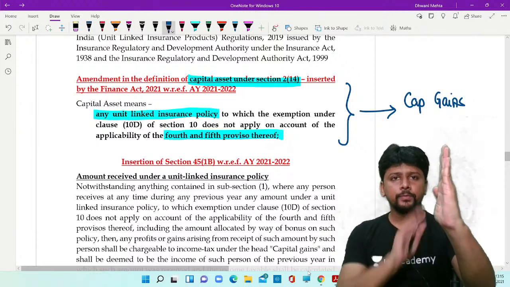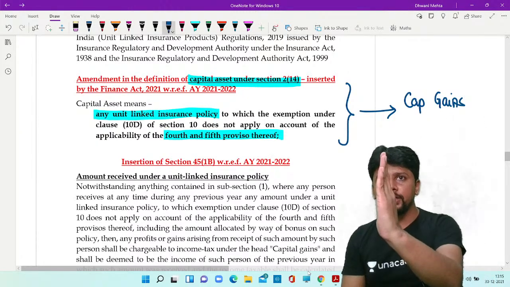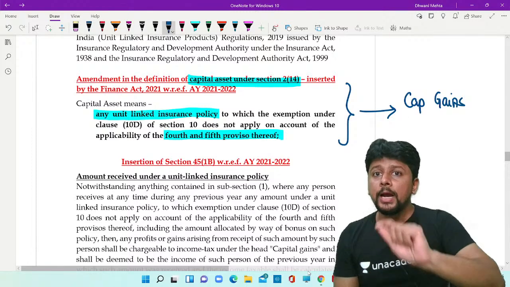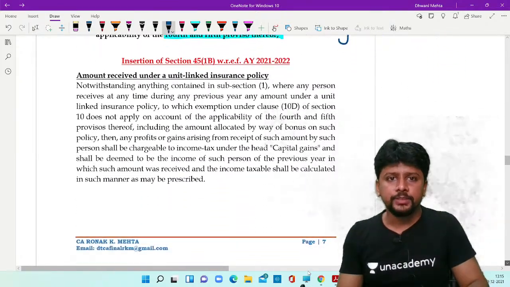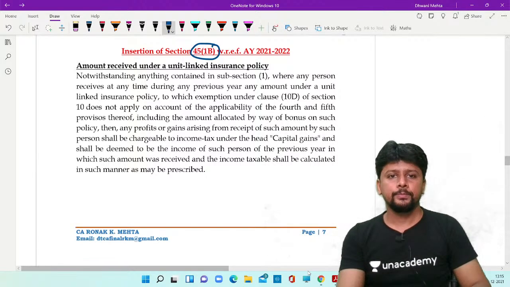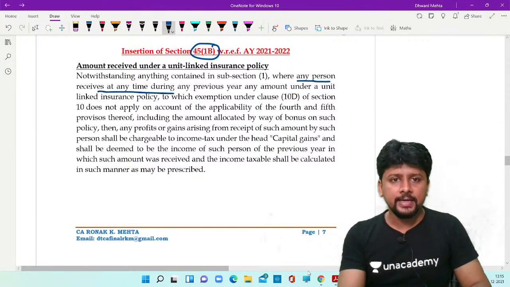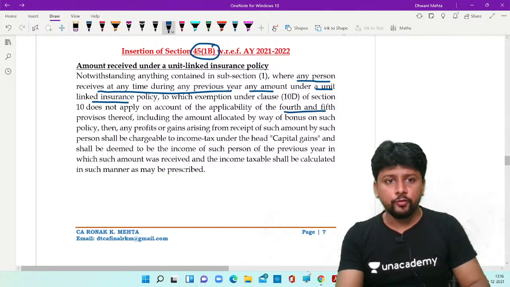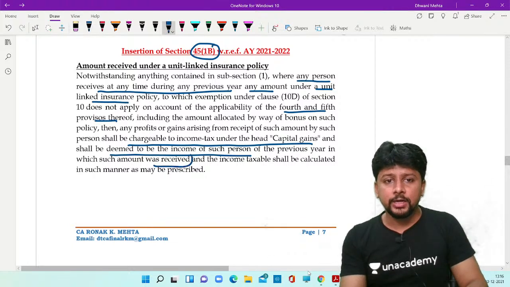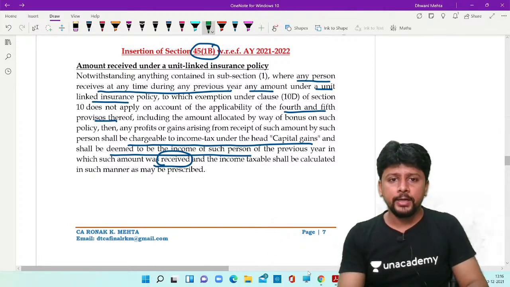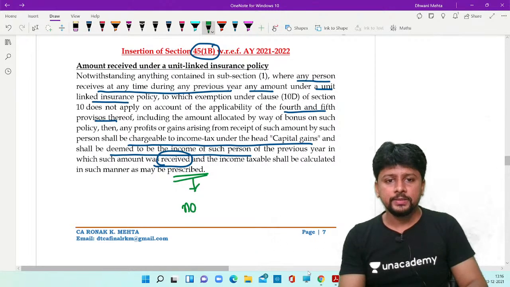So step 1, we decided no exemption, taxable. Step 2, we decided head of income, capital gains. Step 3, how to compute, how to calculate the profit. Now in the chapter of capital gains, section number 45, subsection 1B introduced. If any person receives at any time during any previous year any amount under a unit linked insurance policy that is covered by the fourth and the fifth provisos, then it shall be chargeable to income tax under the head capital gains and shall be deemed to be income of such person in the year in which the amount was received, and it shall be calculated in the manner prescribed. Problem remaining the same, no method has been prescribed so far.